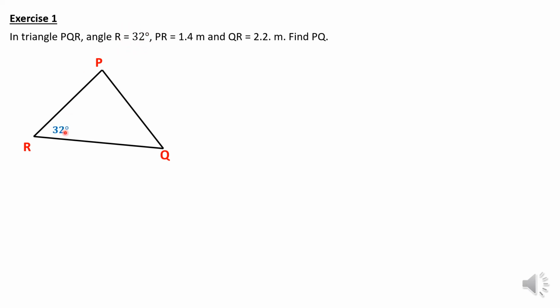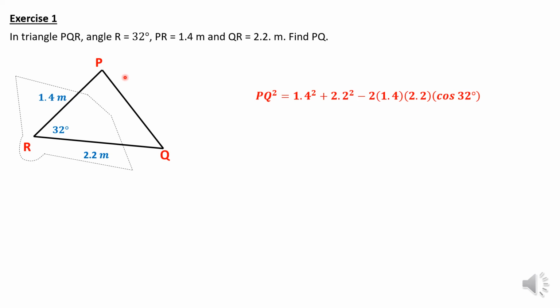R is equal to 32 degrees. You can see I put my 32 degrees. Then the distance P to R is 1.4, and the distance Q to R is 2.2. So I have got that complete pair there. I have got side, angle, side. So in order for me to find the third side, I have to use my formula. And my formula says you will take that, square that, and then you sum the squares of the two other sides given, minus 2 times the product of those sides, times the cosine of 32.